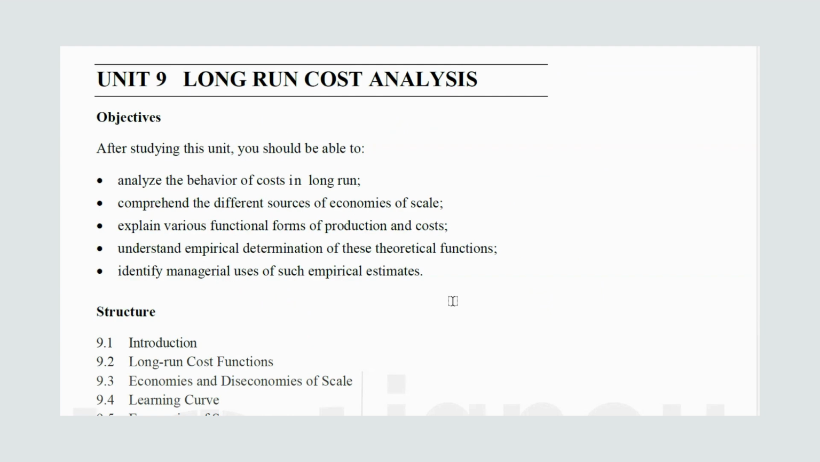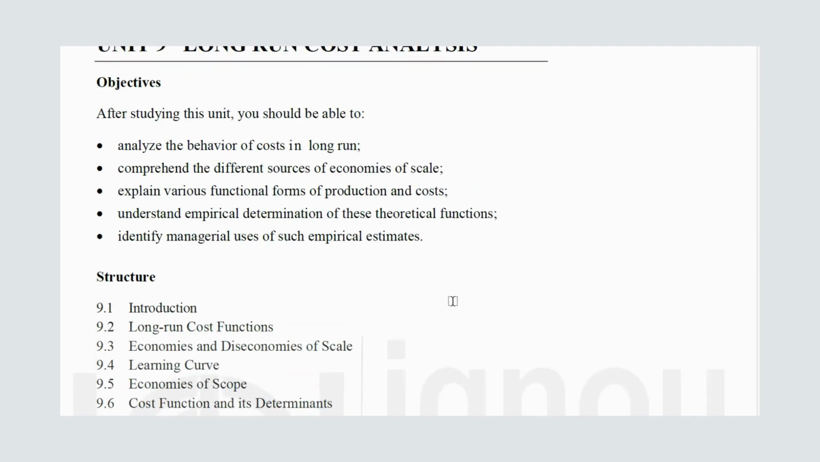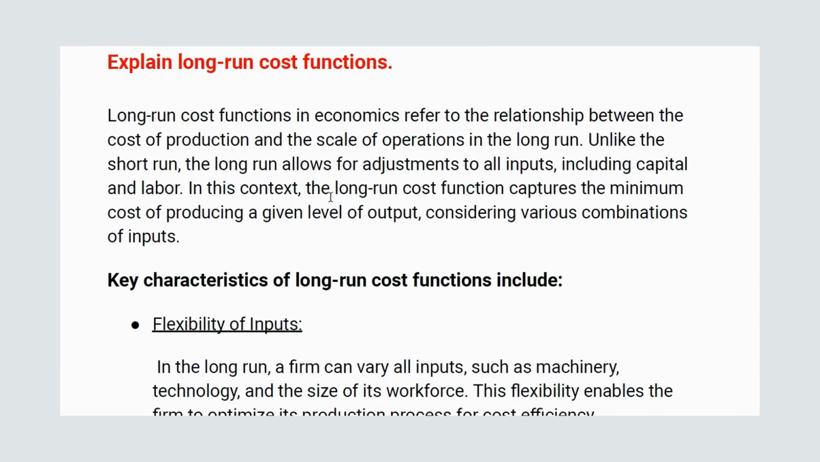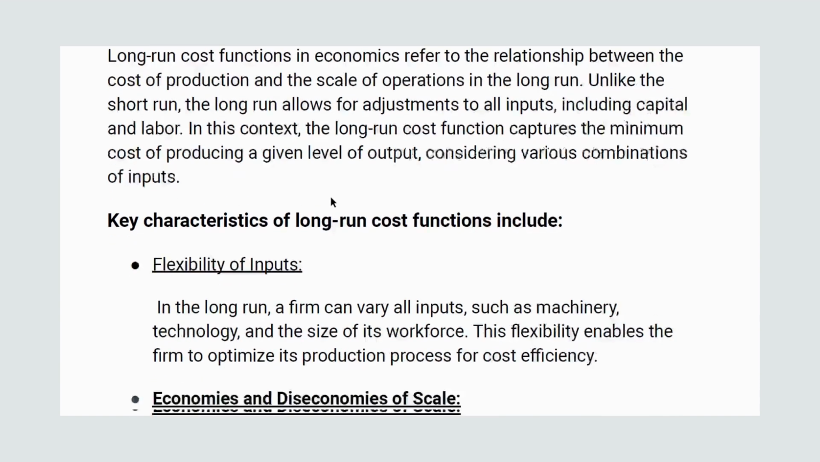In unit 9, long run cost analysis, we can find the topic for long run cost. Okay, so let's see the note for it. Long run cost function refers to the relationship between the production cost and the scale of operation in the long run. Unlike the short run, the long run allows for adjustments to all the inputs including the capital and the labor, but it is not possible in short run. Here, in the context of long run, the function captures the minimum cost of producing a given level of output considering various combinations of input.